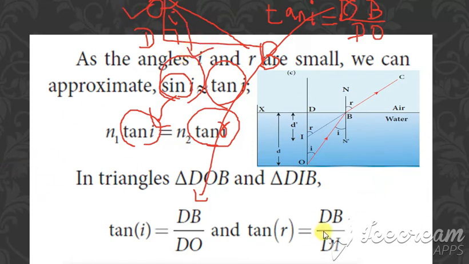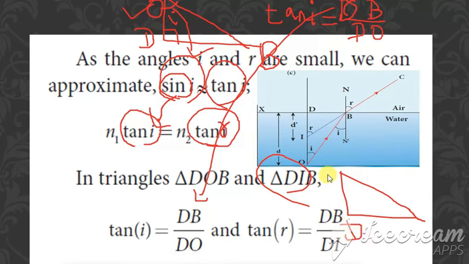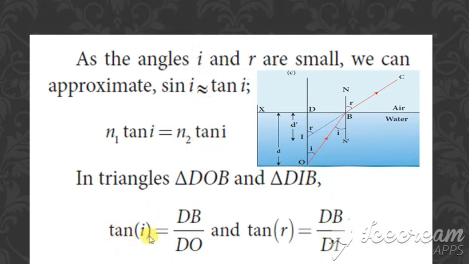Clear with this? Next, take the triangle DIB. So D, I and B. In this, the angle is R. Opposite to this is the opposite side, and this is the adjacent side. So tan R is equal to opposite divided by adjacent, so DB divided by DI. So we have got the values of tan I and tan R. Now substitute these values in this place.